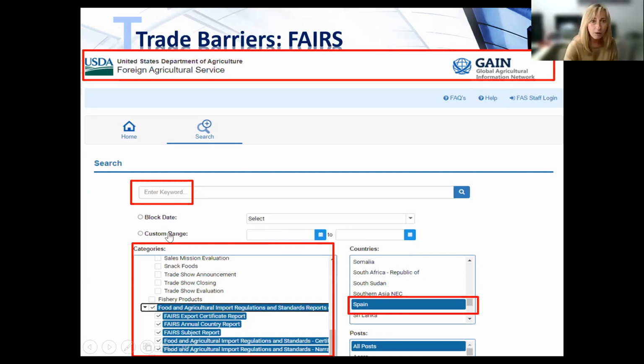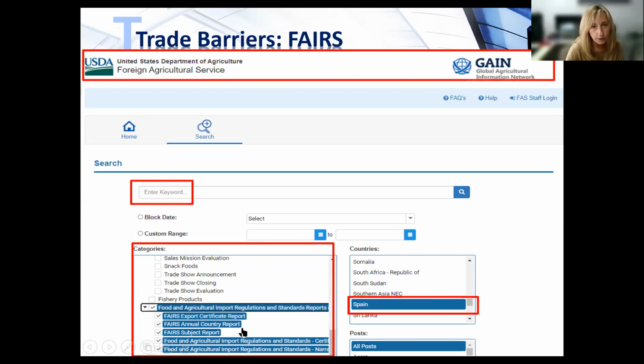Okay. And how can we get them? Well, we just have to press here, okay? Food and agricultural import regulations and standards reports, okay? This is where you have to press. You have to select it for having information on trade barriers in the food sector. And then you press Spain and you will get all the reports regarding this.